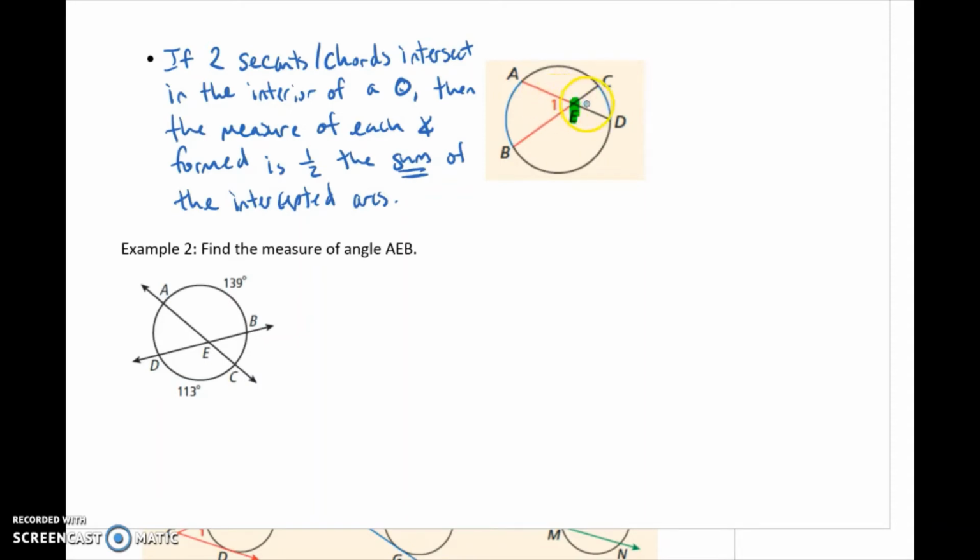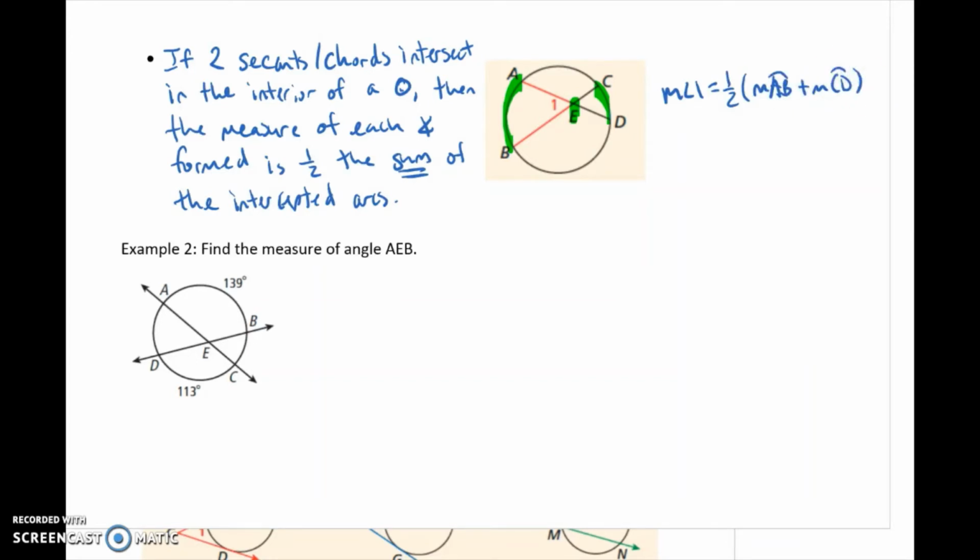There are actually vertical angles, so angle 1 is congruent to angle CED as well. And we're going to use those two intercepted arcs on the two sides of those vertical angles. So the measure of angle 1 is going to equal 1/2 the sum of the two intercepted arcs opposite of angle 1. So it's going to be the measure of arc AB plus the measure of arc CD.